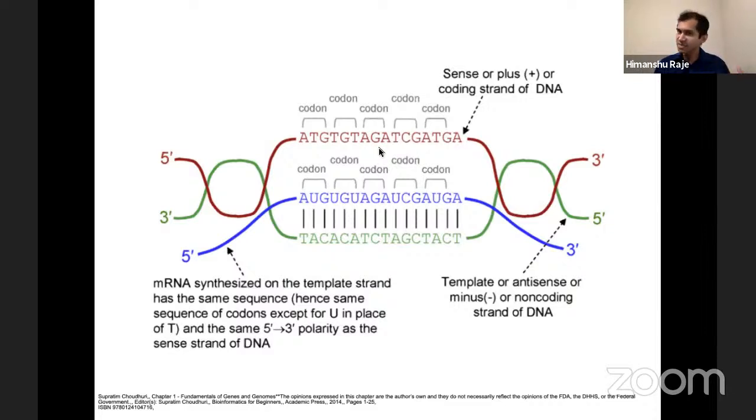And again, some of these things might sound foreign to you right now, but when we actually look at those biological databases, trust me, it will all make sense, as long as you're trying to keep up with the pace. So the coding strand is the sequence that we see.